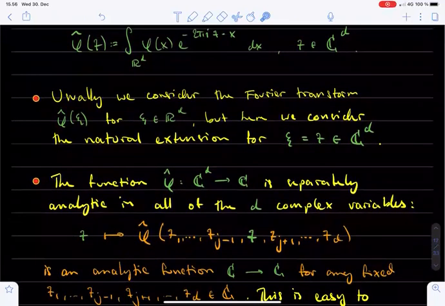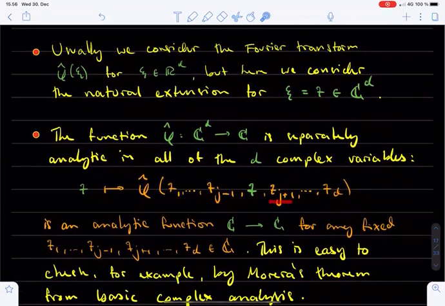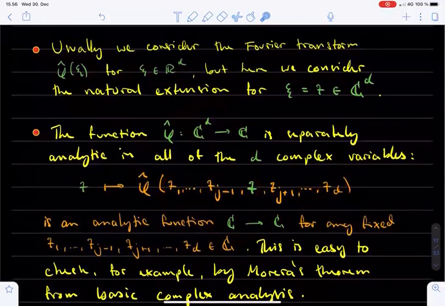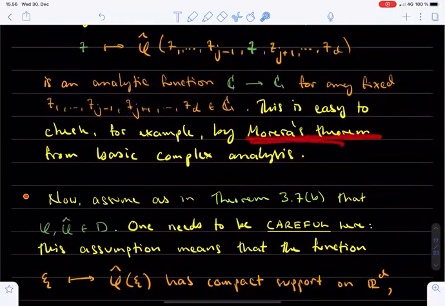It turns out that the function hat phi is separately analytic in all of the d complex variables. In other words, if one fixes an index j between 1 and d, and also fixes complex numbers z_1 to z_{j-1} and z_{j+1} to z_d, then the function z maps to hat phi evaluated at (z_1, ..., z_{j-1}, z, z_{j+1}, ..., z_d) is an analytic function of one complex variable, namely z. This is easy to check, for example, by using Morera's theorem from basic complex analysis.